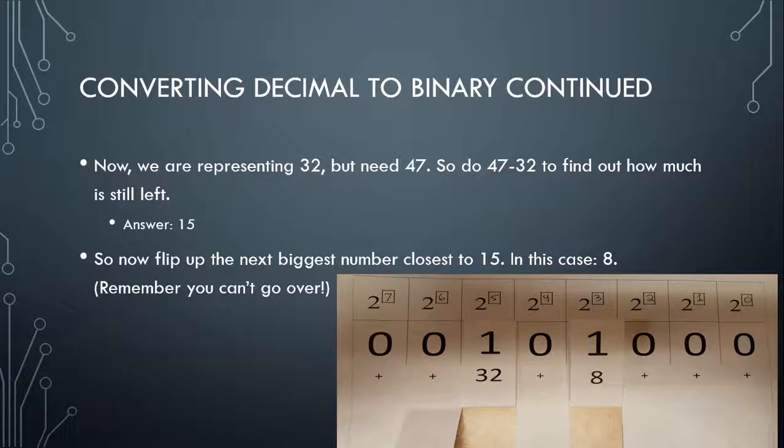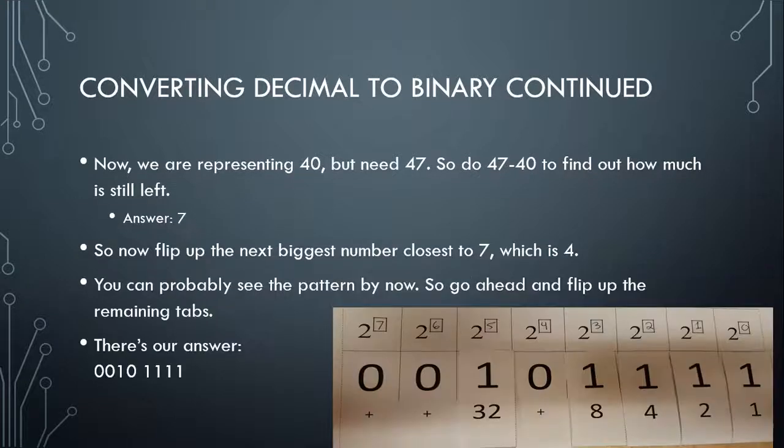So now we're going to flip up the next biggest number closest to 15. In this case, 8. Remember, you just can't go over because 16 is really close, but 16 is larger than 15, so you can't flip it. So now I have 32 plus 8, which of course is 40. So we're representing 40 now, but we want 47. So we do 47 minus 40, find how much left. We have 7. So now we flip to the next biggest number, which is 4.